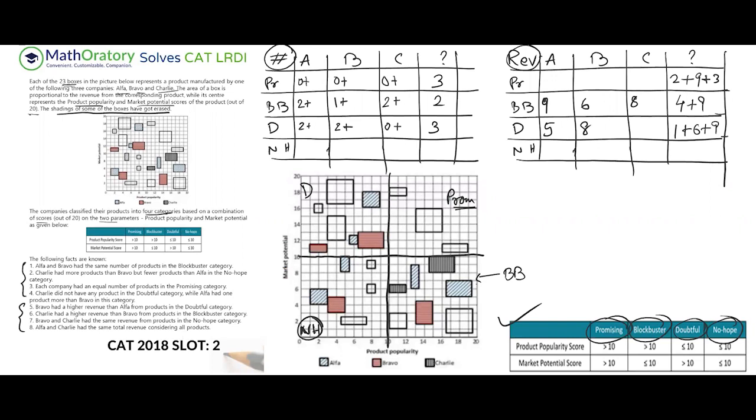Coming to the final one, the no hope one. Product wise, Alpha, there are 2 of these.